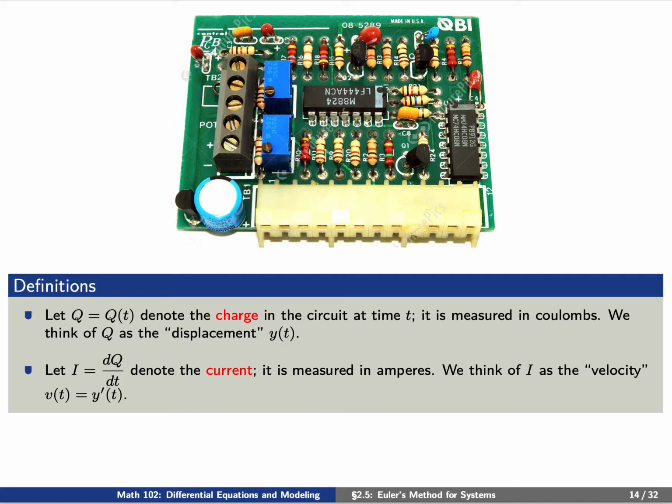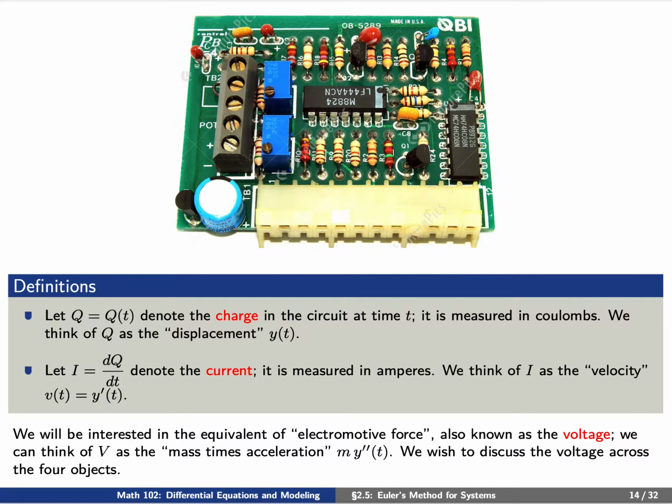Let Q of t denote the charge in the circuit at time t. Typically, this is measured in coulombs. We'll think of Q as the displacement y of t, in the sense of the spring mass systems we've discussed over the past few lessons. Let I, that is dQ/dt, denote the current. This is typically measured in amperes. We'll think of I as the velocity v, which is just y prime of t.